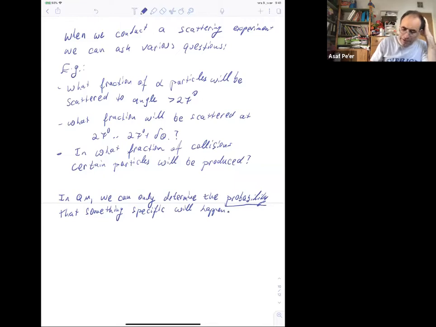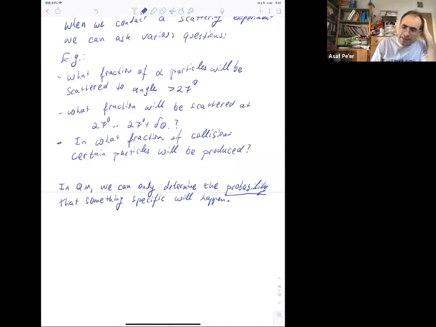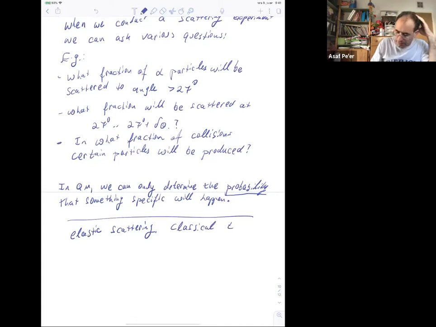Now for our discussion, let's start from the simplest one. So let's look at elastic scattering and do it classically. Right? Classical elastic scattering. Classical treatment. So in a classical treatment, the outcome is precisely determined by the conditions of the incoming setup. So if we know the initial conditions, we know precisely what the outcome is.